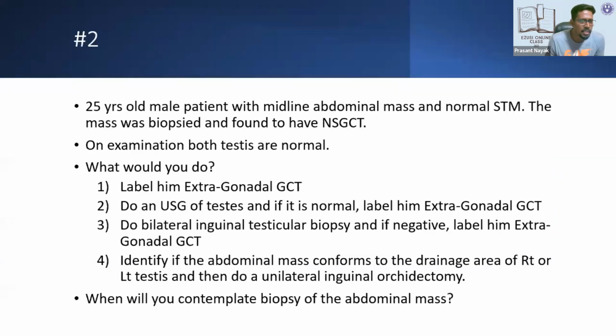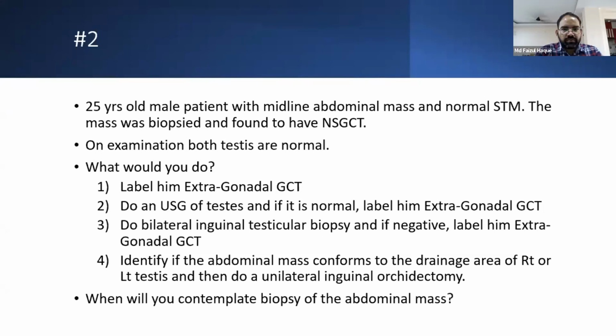This is about a 25-year-old male patient with a midline abdominal mass and normal markers. The mass was biopsied and found to have non-seminomatous germ cell tumor. On examination, both testes appear to be normal. What would you do? Just label it extragonadal germ cell tumor? Do an ultrasound, and if it is normal, only then label it extragonadal germ cell tumor. Do bilateral inguinal testicular biopsy, and if negative, only then label it extragonadal germ cell tumor. Identify if the abdominal mass conforms to the drainage area of the right or left testis, and then do a unilateral inguinal orchidectomy. So, anybody else?